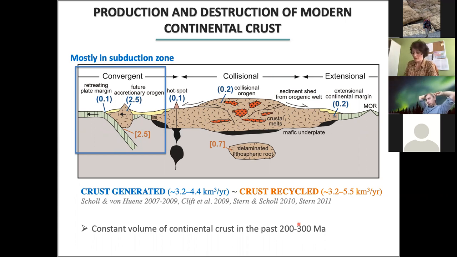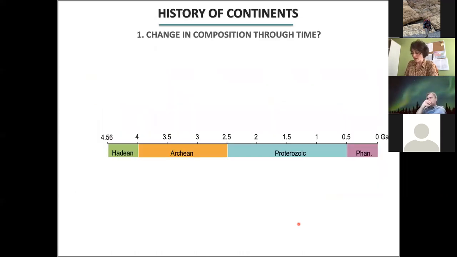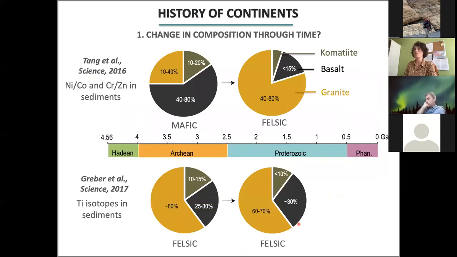Now, this is what we know, or we think we know, about modern continental crust. We do not know a lot about the history of continents, and especially about their composition through time. So this is a question that is still very debated, as illustrated by these very contrasting results from two papers published in Science in 2016 and 2017.